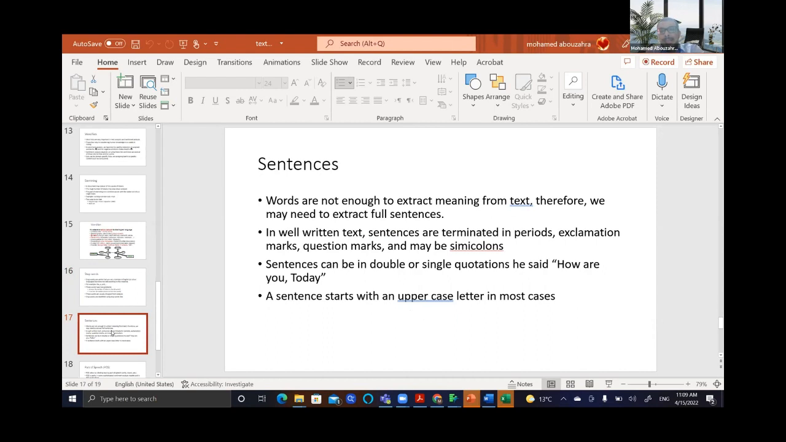Right. In some cases, we don't want to analyze words, we want to analyze sentences. So we extend our tokenization to sentences. So we look at sentence delimiters like dots, commas, semicolons, and so on.